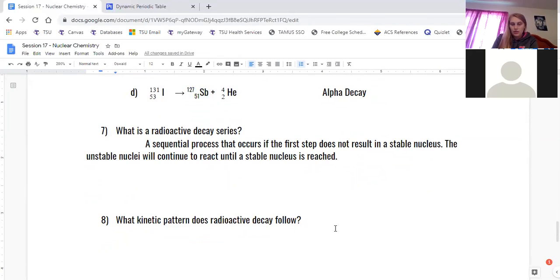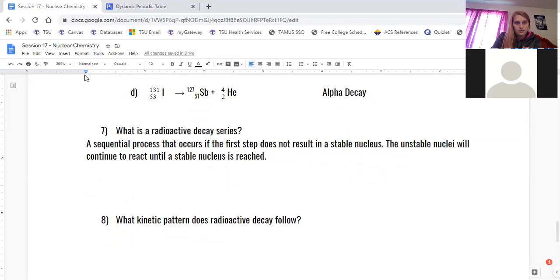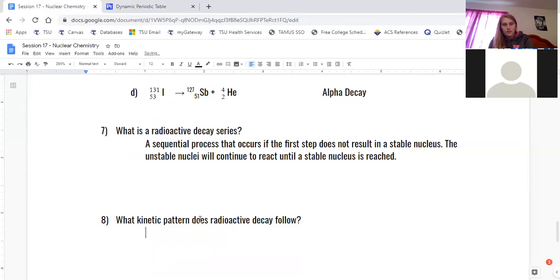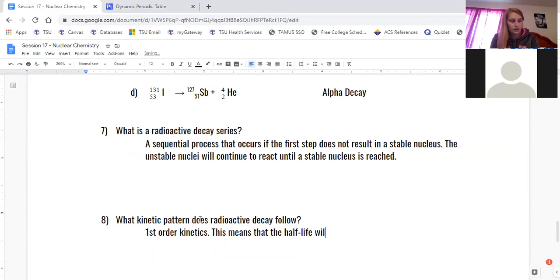What kinetic pattern does radioactive decay follow? So it follows first order kinetics. This means that the half-life will be constant.